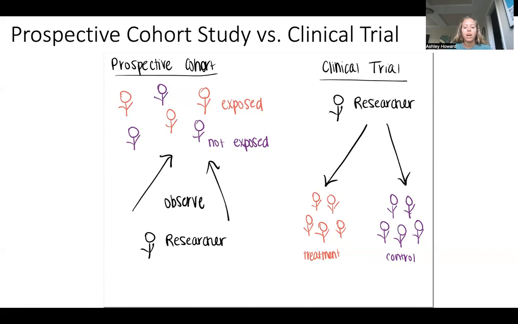The researcher does not manipulate the two groups, but simply observes them within the population. In a clinical trial, researchers use randomization to assign a factor of interest to a treatment group and compare them to a control group that are not assigned the factor. Both of these studies are prospective and collect new data.